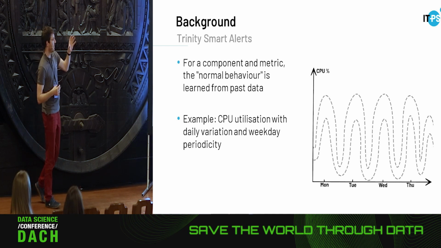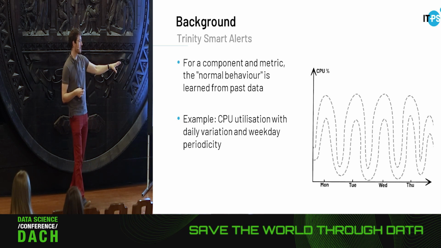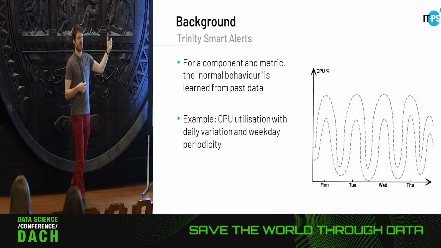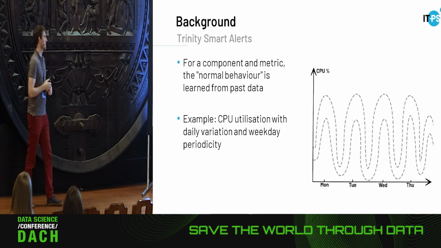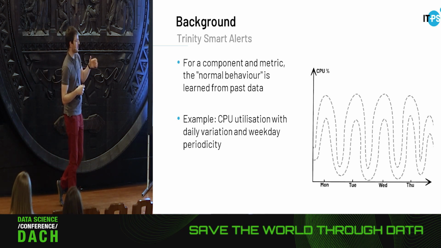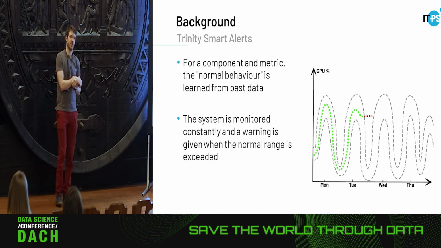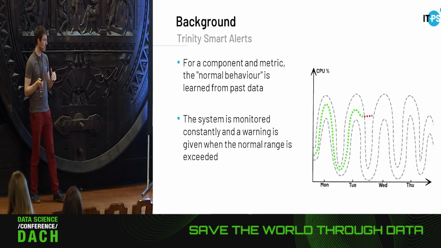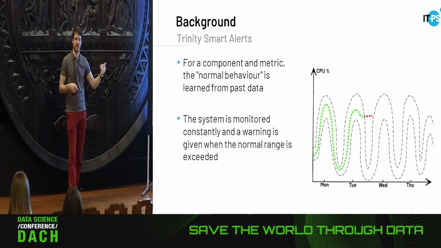So a very high level overview of what it does. We can see here there's a metric, and we want to learn what the normal behavior for this metric is. In this case, we're looking at the system CPU utilization. And we can see there's a clear pattern, a periodic pattern, there's a daily variation, and there's a weekday periodicity. So we can learn something here, basically. Now what we're trying to do is we try to learn what it means for this machine to be in a normal state.